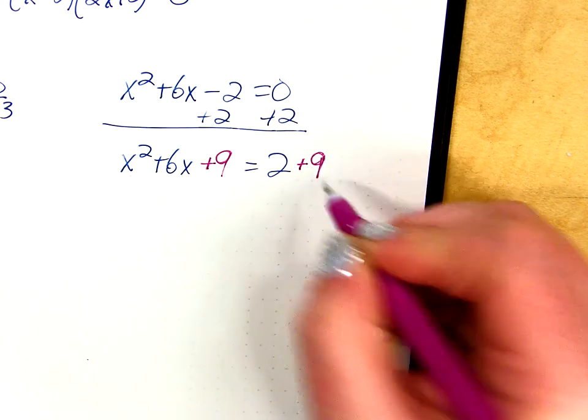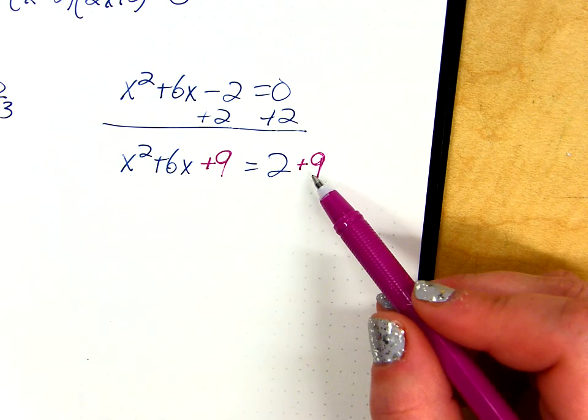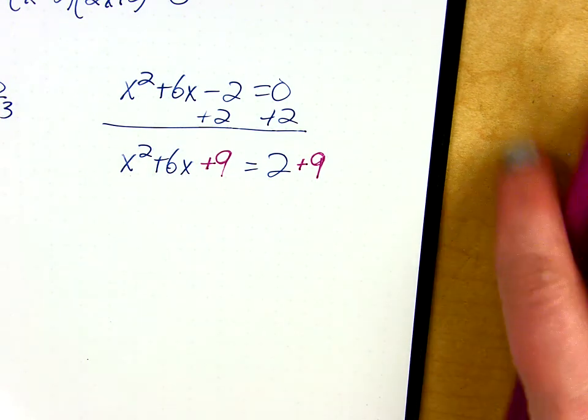That's another common mistake, is that oftentimes students forget to add it to this side. They just add it there. You can't do that, right? It's an equal sign. You got to add to both sides to maintain the balance between the two, right?